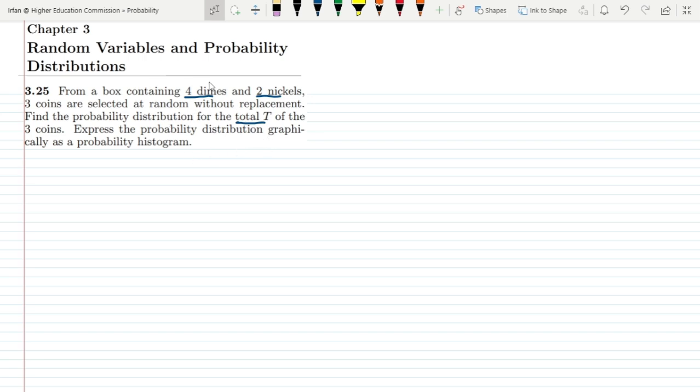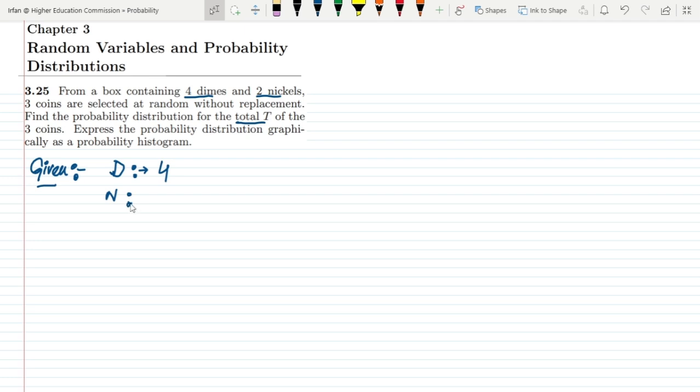Let me put the given data here, and let me represent dimes with D and nickels with N. From the given data, there are 4 dimes.